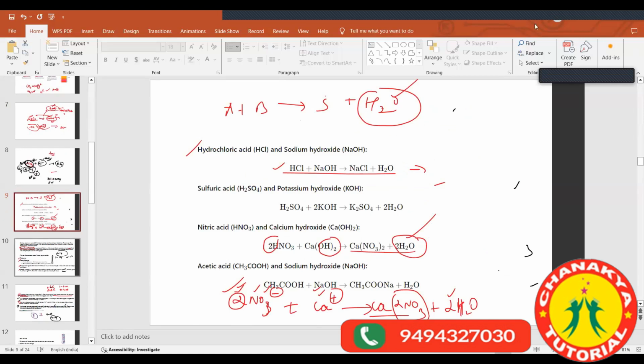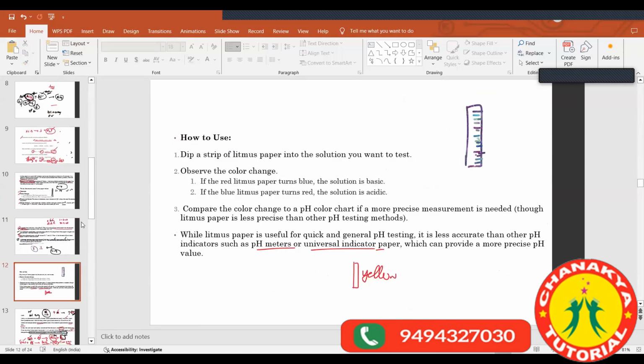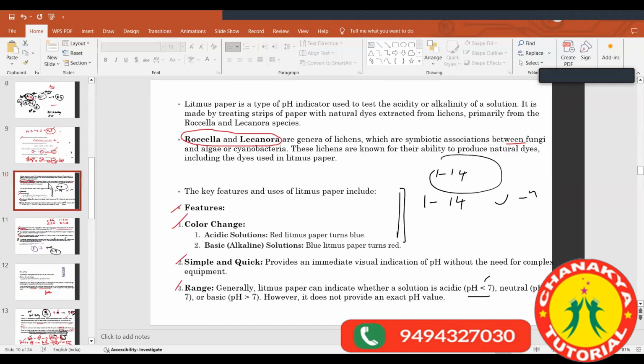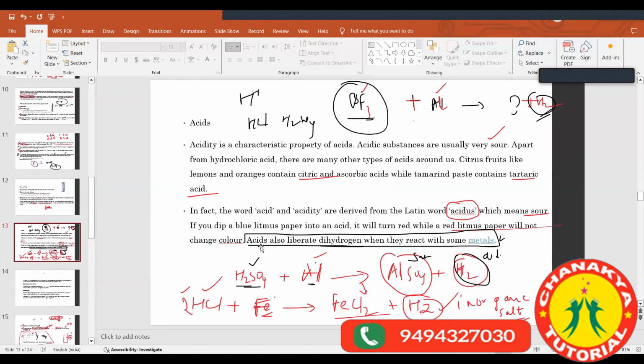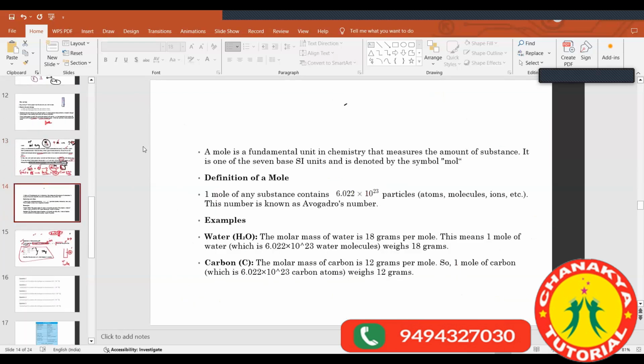Then we were talking about litmus paper and the reactions. These problems are quite easy. Then we spoke about how metals react with acids, and they form hydrogen, dihydrogen, and we also saw a few of the equations showing how they form dihydrogen. Then we saw mole.